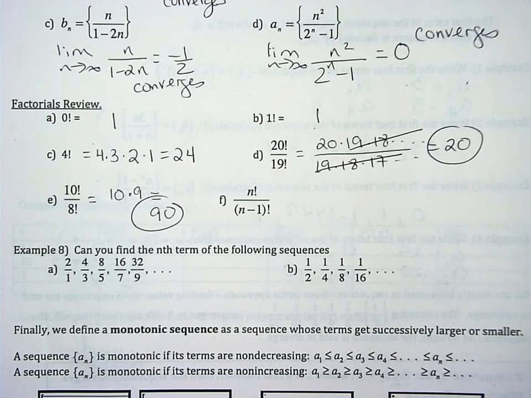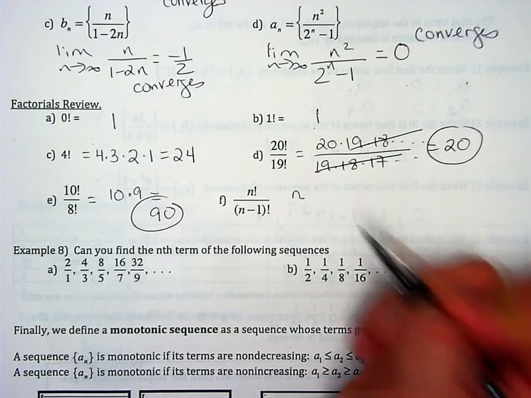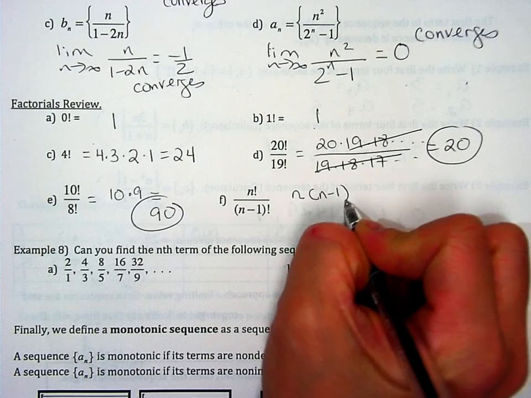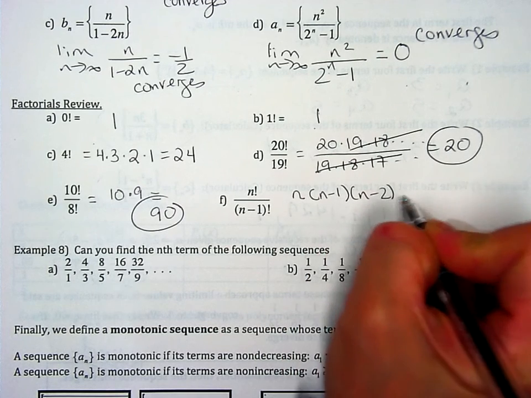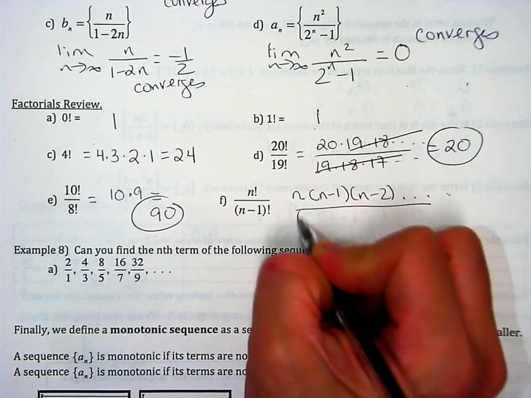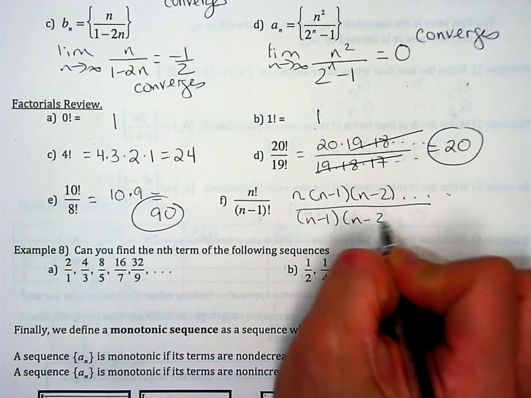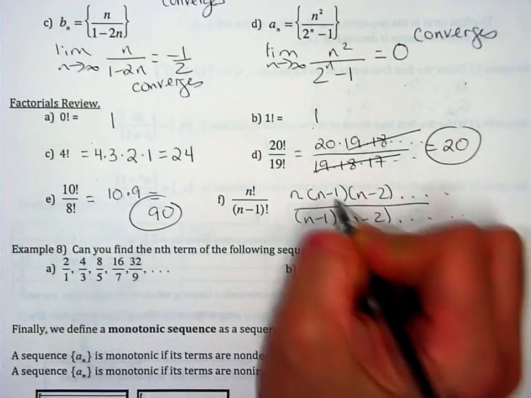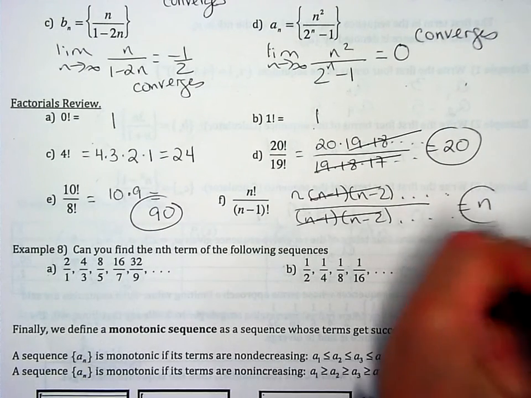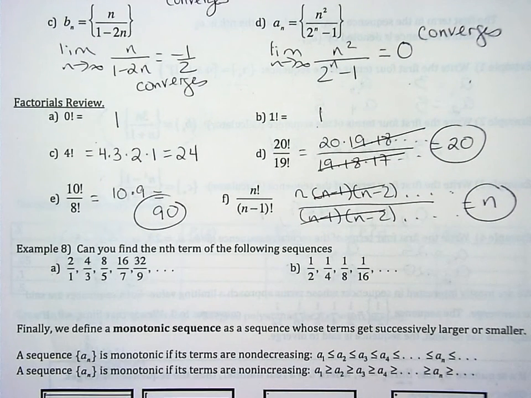n factorial over n minus 1 factorial. The first factor on the top is n, the second one is n minus 1, reducing by 1 each time, etc. And then on the bottom, notice you have the same factors as on the top, so you are left with n as the simplified version.